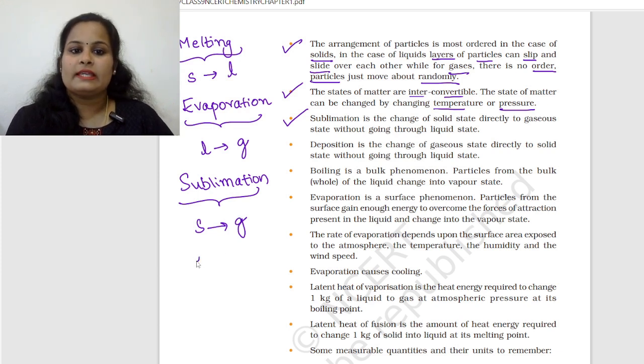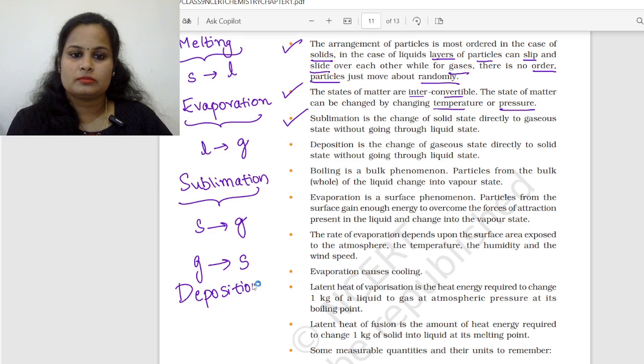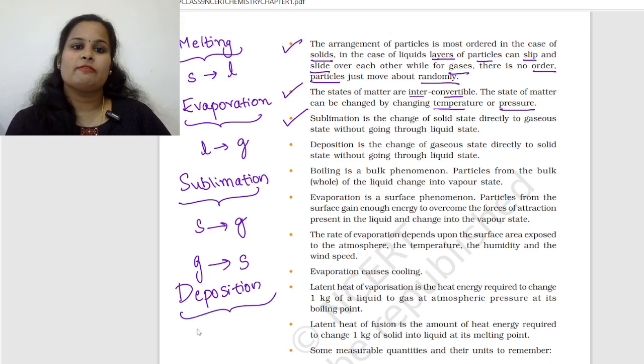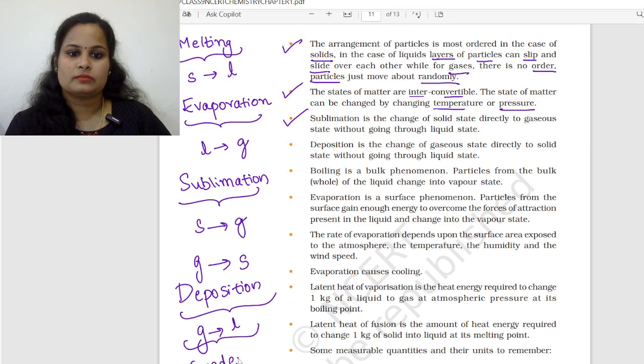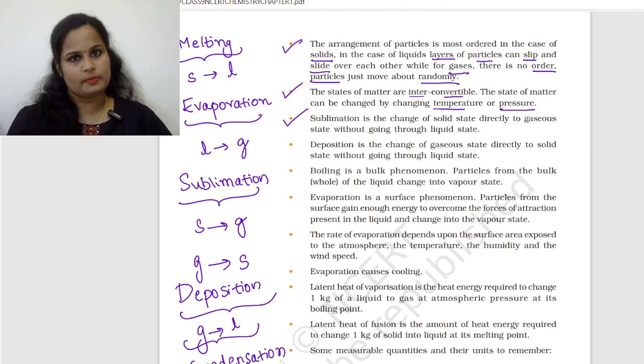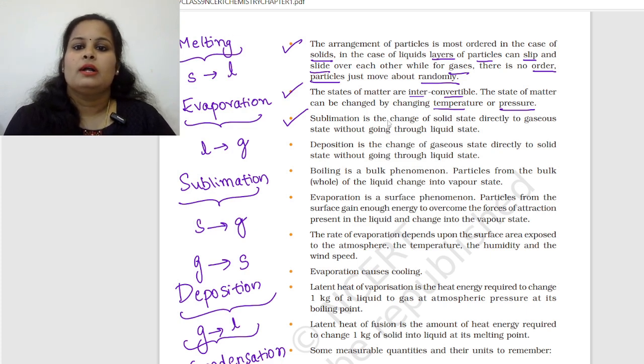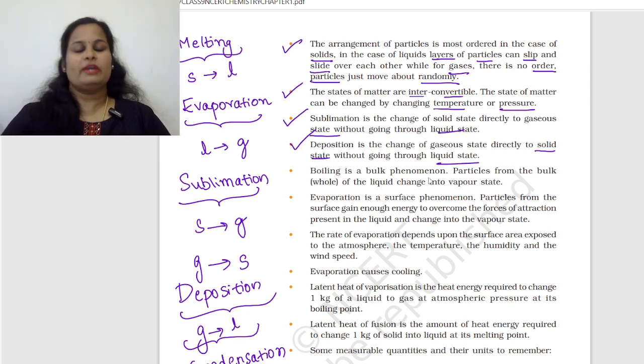Okay. Now, gas getting directly converted to solid state, we call this deposition. Then we have learned about the gaseous state getting converted back into liquid. It is condensation. We've already discussed all these points, but just to have a quick recall. Now, the next point is all about deposition, which is a change of gaseous state directly into solid state without going through the liquid state. Now, we have learned about two phenomena, which are boiling and evaporation.